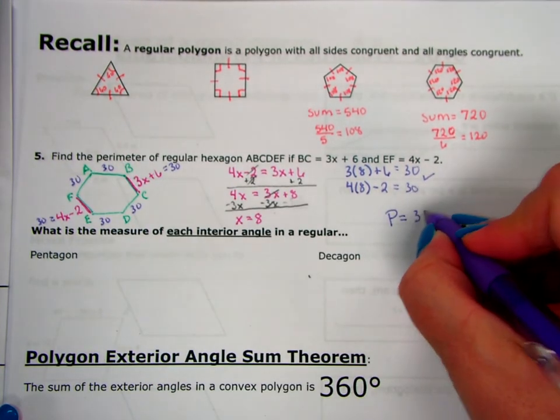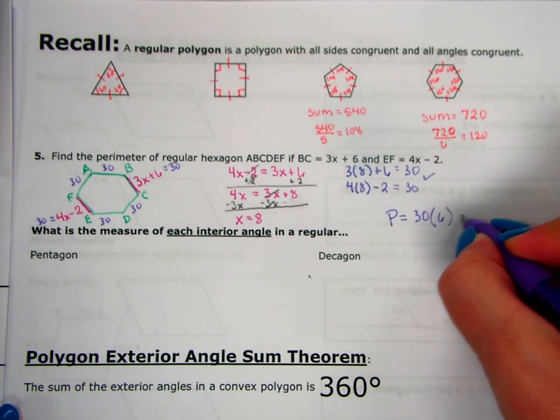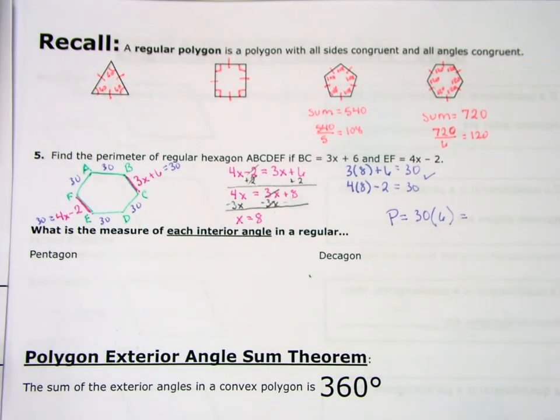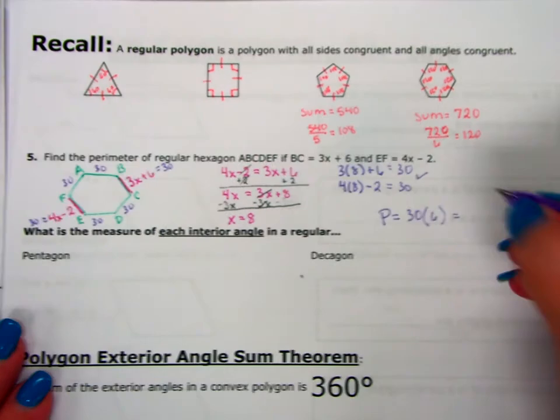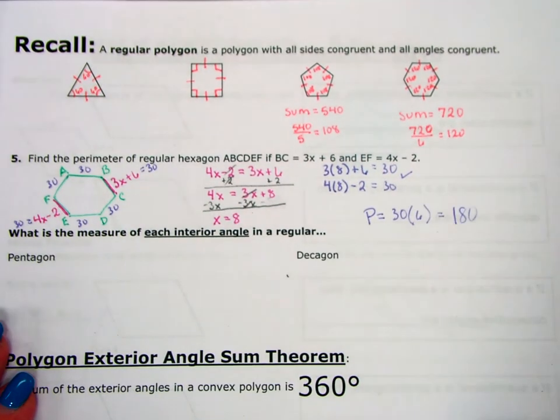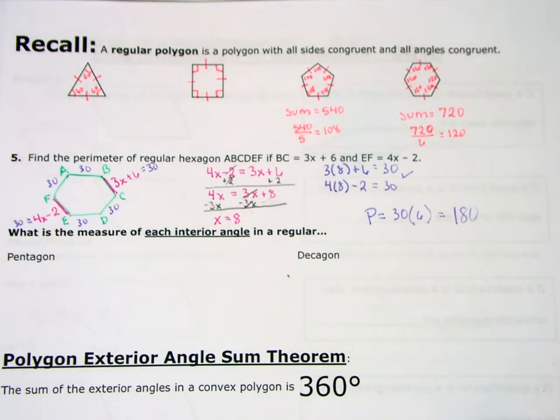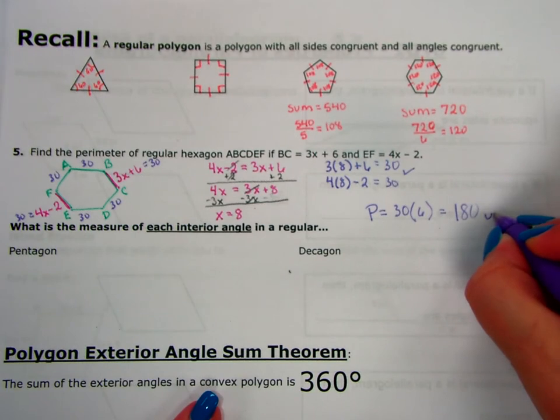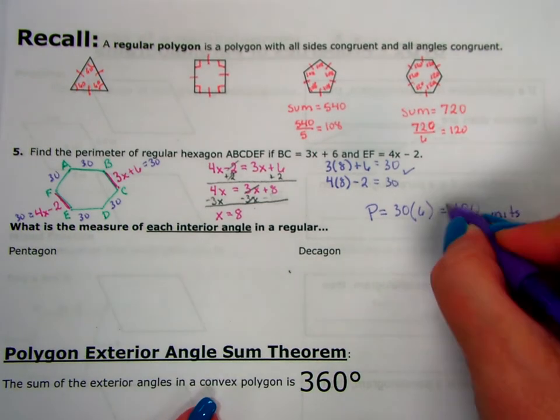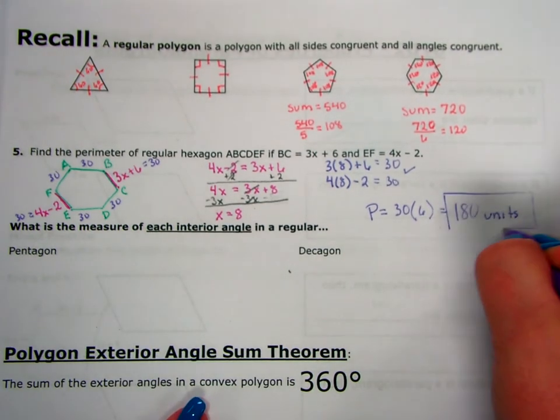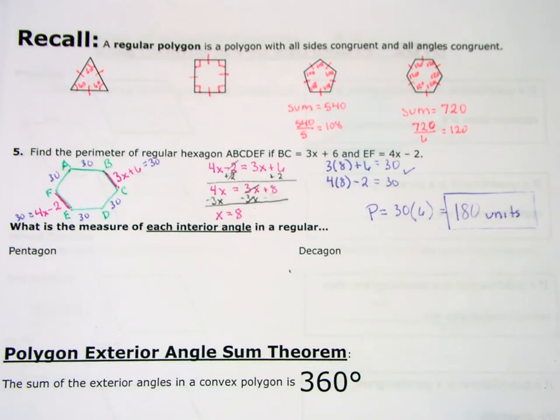So then my perimeter is going to be 30, and there's 6 sides. So what's my perimeter? 180. And it's real tempting when you see a number like 180 to say, oh, it's 180 degrees. But degrees are angles, and these are sides. So we can't say degrees. We don't know what the units are. We don't know if they're inches or centimeters or millimeters or miles. We don't know. Questions? So far, so good?